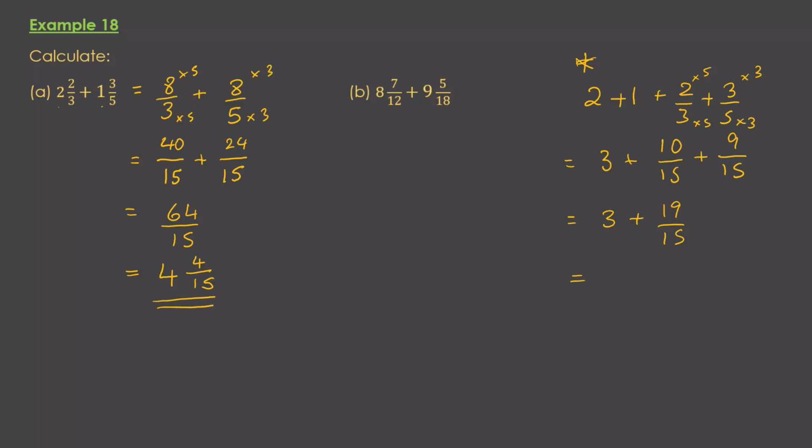Now 15 goes into 19 once with a remainder of 4. And then we'll just add the whole number parts again, which gives me 4 and 4/15. I missed the one off of the 15th just there. So you can see both methods work absolutely fine for this particular example. And you could use either method equally well.